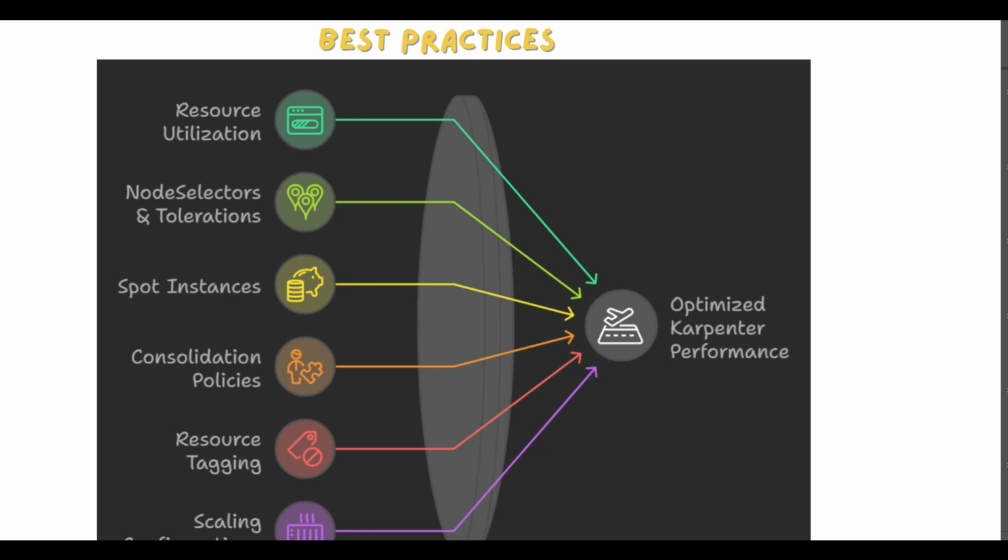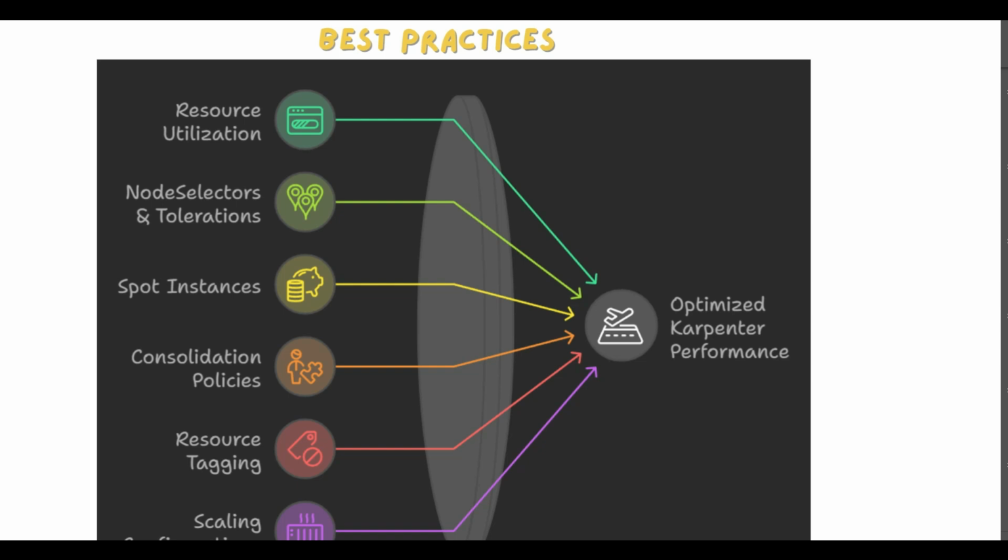Next, use node selectors and tolerations wisely. Node selectors and tolerations ensure that pods are scheduled on the right nodes. For example, you can create dedicated nodes for GPU intensive workloads or separate production from development workloads. You can do many mix and match configurations here.